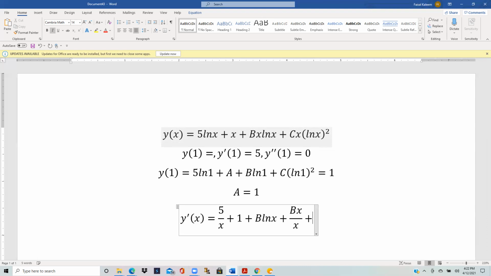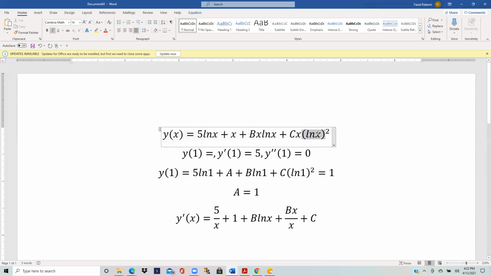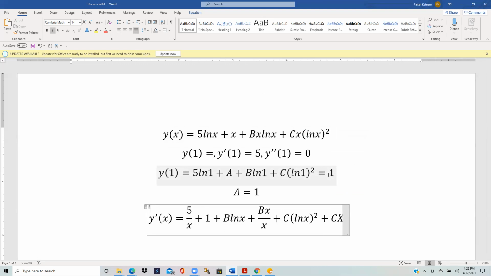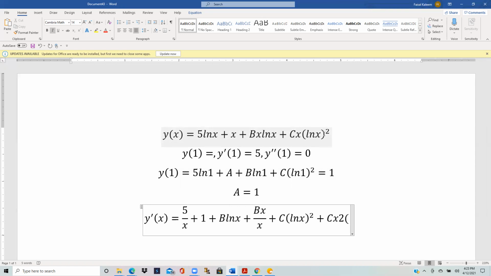And then plus, so again, derivative of cx is c. And you keep the ln x squared. And then plus, now you keep the cx. And the derivative of ln x squared, you first use the power rule, 2 ln x.